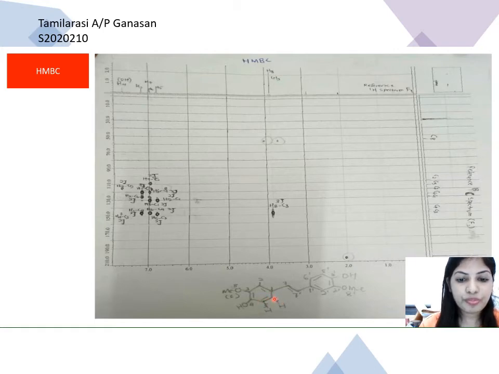H5, 2 bonds away. 1, 2. H8, how many bonds away? 1, 2, 3. So you can see no 1, 4 and 5 bond. Correct, right? After checking all these cross peaks, we realize the structure all matches. Therefore the assignment is confirmed. Thank you.